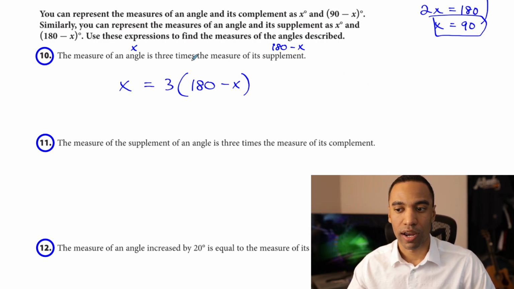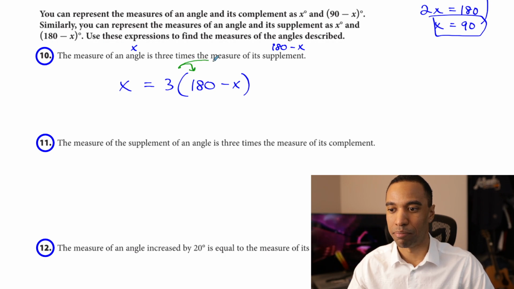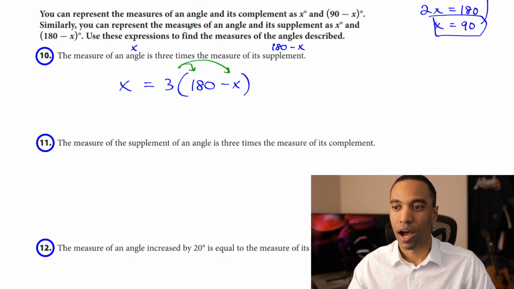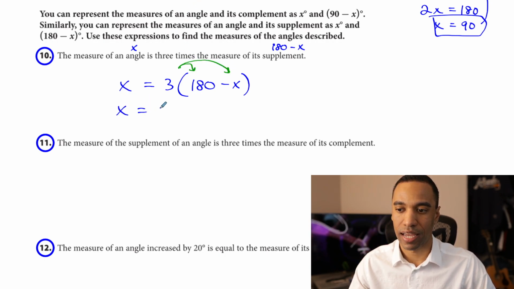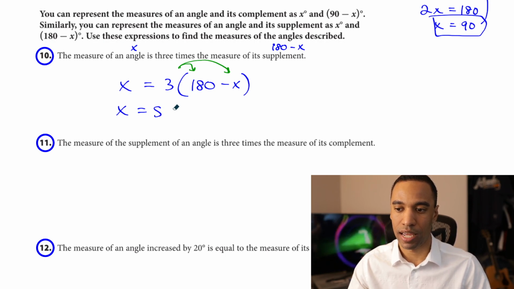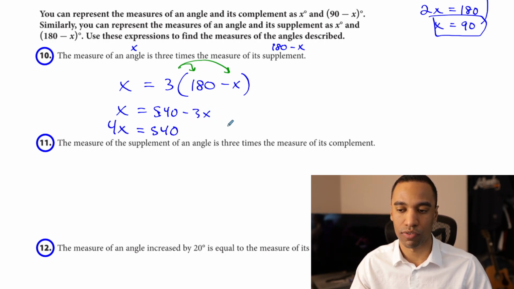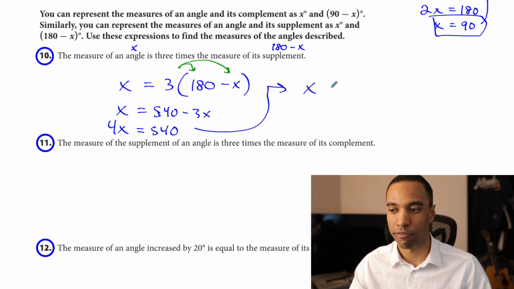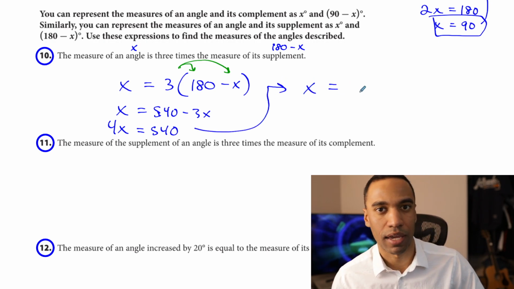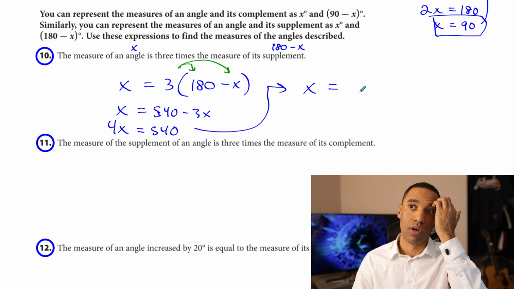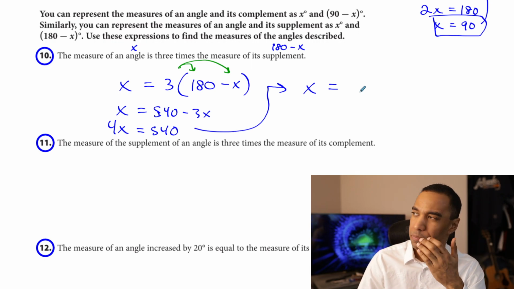So I solved, sorry, I'm going fast. I have 5 minutes and I probably have to pause and resume this later. So I distribute here. I get x equals 540 minus 3x. I can add 3x to both sides. I get 4x equals 540. And I divide by 4. I don't know that off the top of my head. I get x equals 1. Is that a clean number?